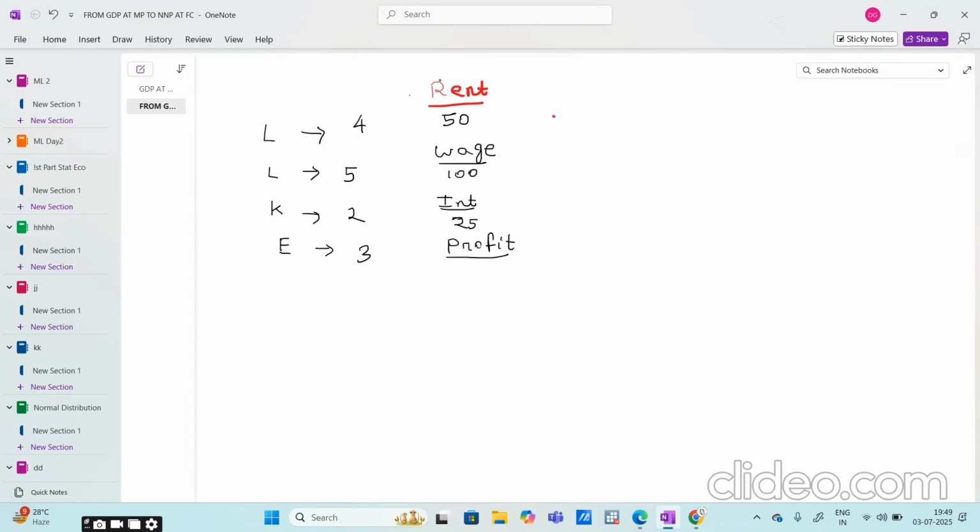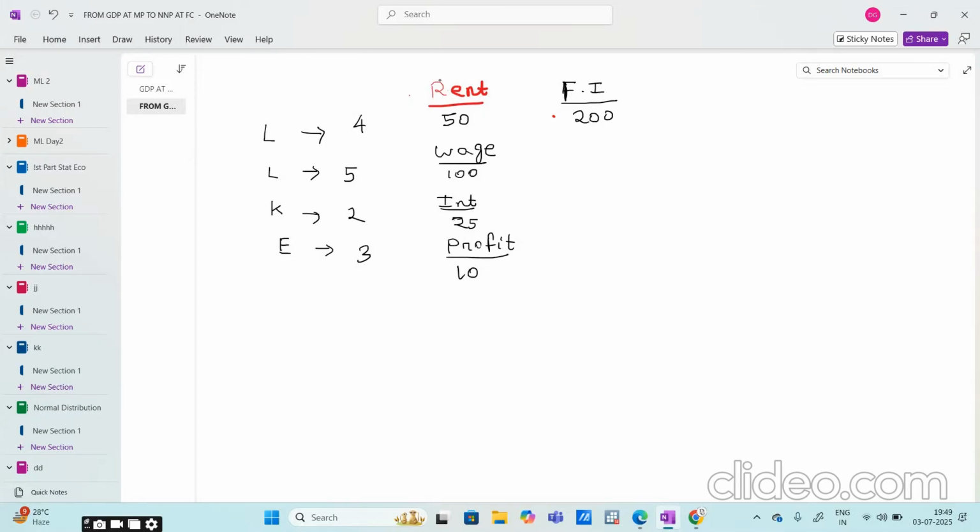Now how to calculate the national income? In this method, if you want to calculate the national income, add the factor income from all the factors. So let me just write factor income. In case of India, if there are only total 4 land, what will be the total factor income? That is 200, 4 into 50.